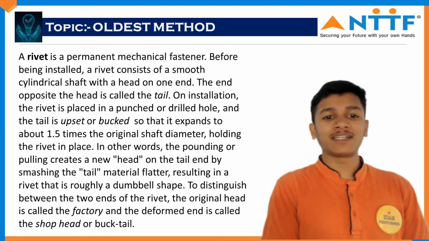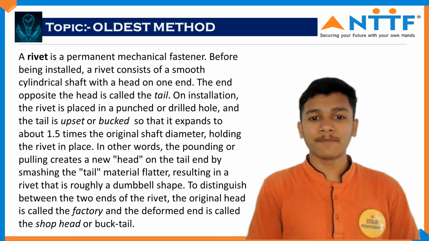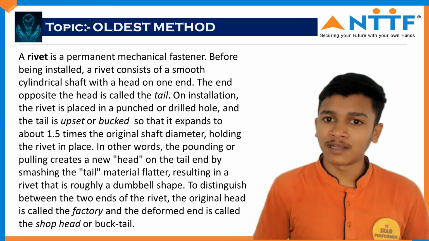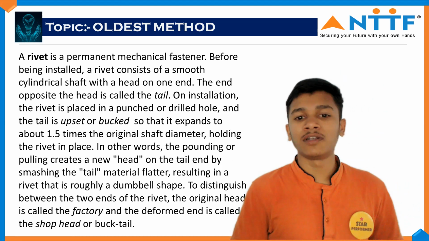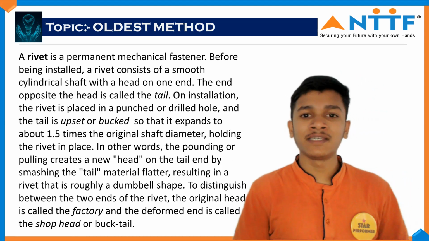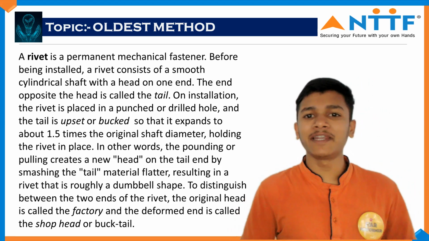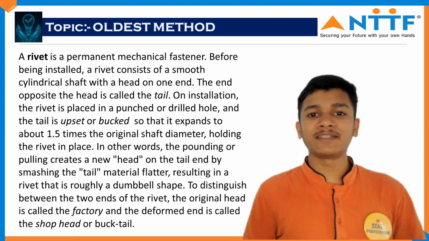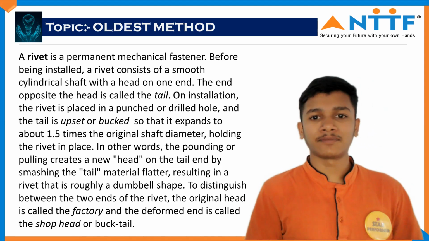The oldest method of fastening is the rivet. A rivet is a permanent mechanical fastener. Before being installed, a rivet consists of a smooth cylindrical shaft with a head on one end. The opposite end is called the tail. In a rivet, we can mainly see a round head for assembling it on the joint, and a hollow bottom with a cylindrical shaft.